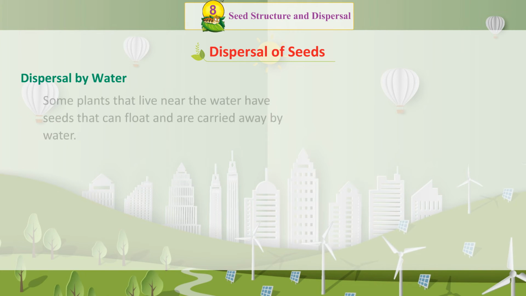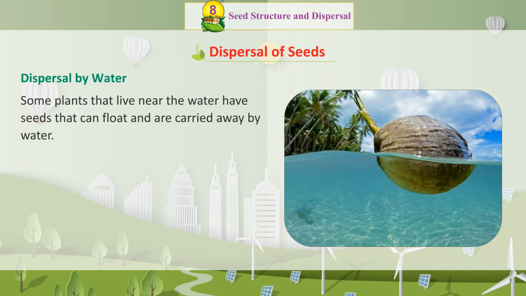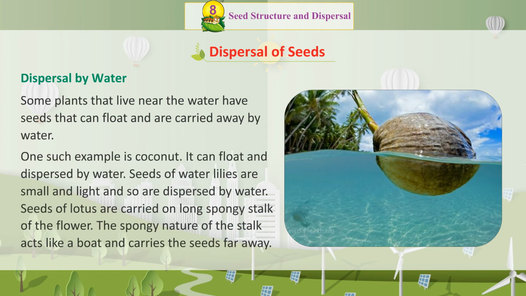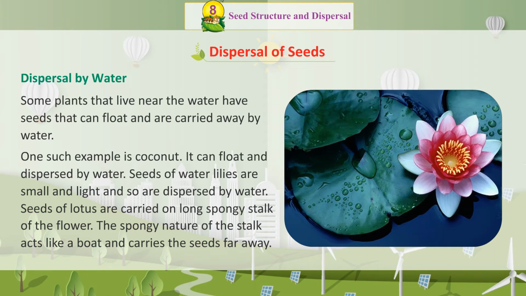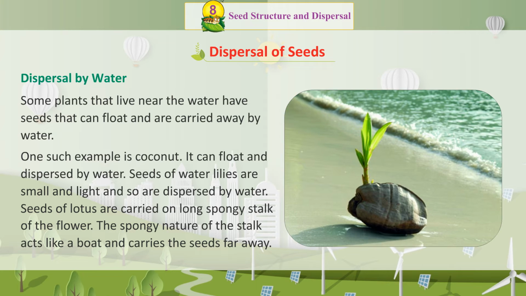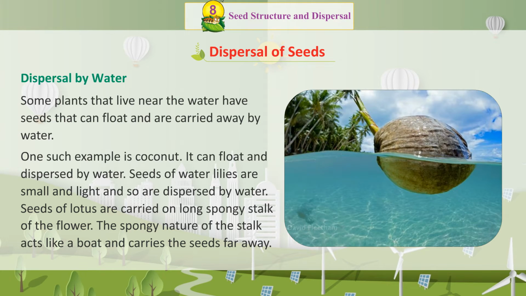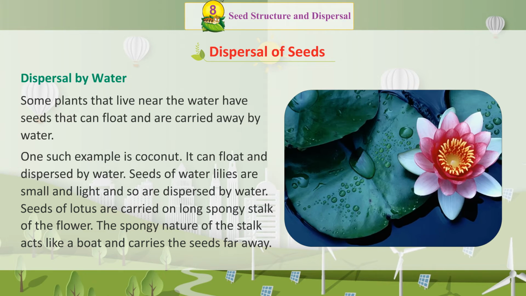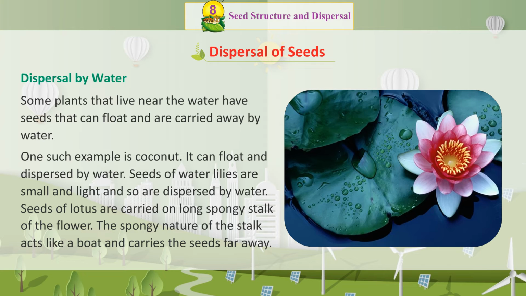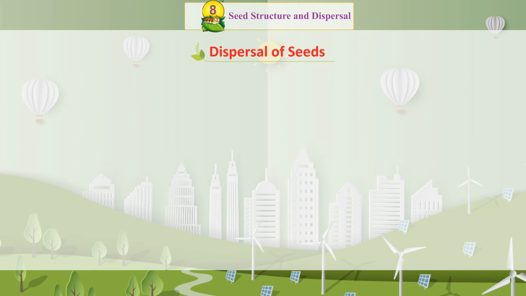Dispersal by water. Some plants that live near the water have seeds that can float and be carried away by water. One such example is coconut. It can float and be dispersed by water. Seeds of water lilies are small and light and so are dispersed by water. Seeds of lotus are carried on the long spongy stalk of the flower. The spongy nature of the stalk acts like a boat and carries the seeds far away.